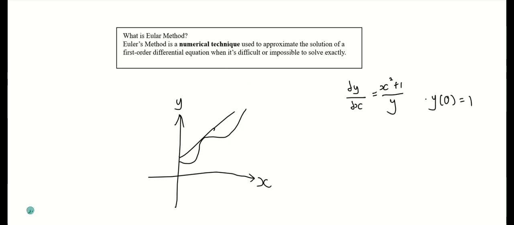So let's look at the graph. The curved line you see is the true solution of this, the exact path that y follows. We start at the point x0, y0 being over here, so this would be our 0, 1. Now, Euler's method helps us approximate the curve using straight lines.